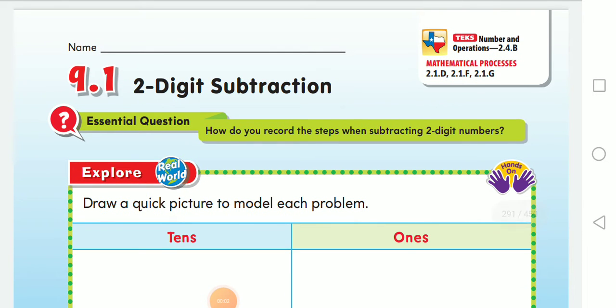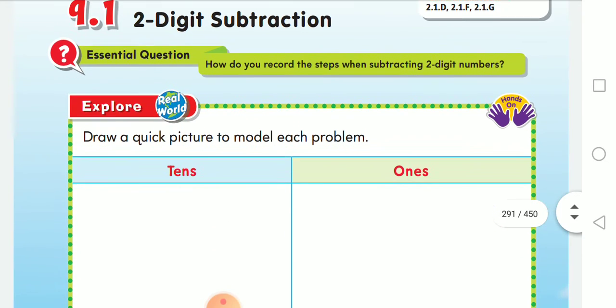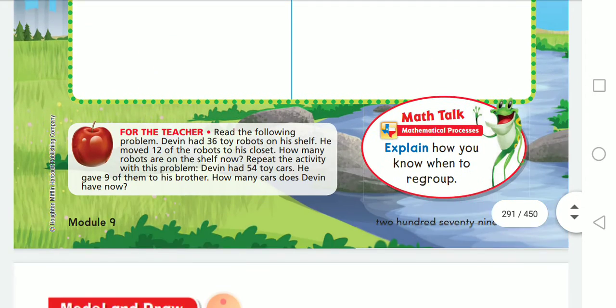Today we're going to have two-digit subtraction. It's a very interesting lesson, so let's start.